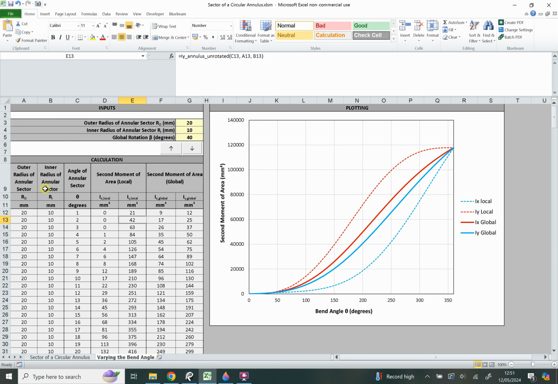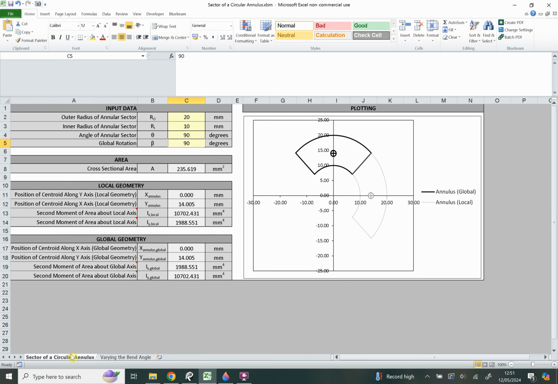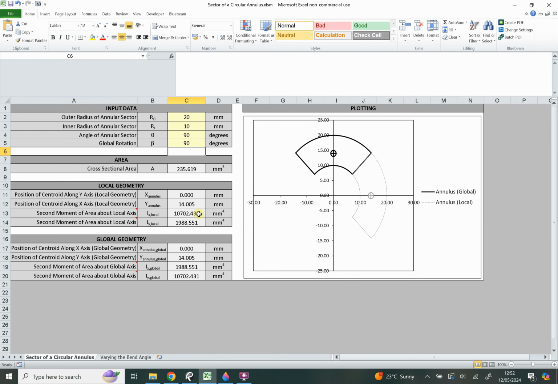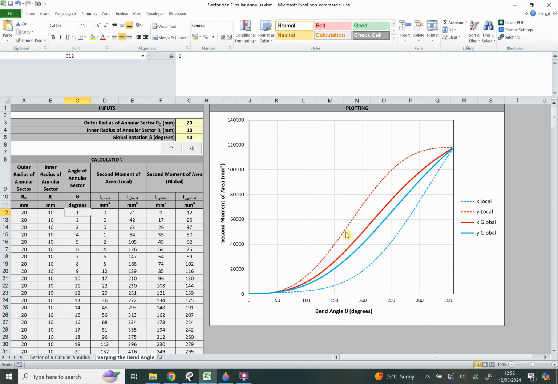This table here is just all formulas, so you can look at the data, but you don't have to mess with it. We've got some inputs up here, so we can change the radiuses again, and we can change the global rotation of the system. The global rotation, as we've seen before, is the rotation of the system here. I'm changing it just to visualize what's going on. That's the thing we can set as a static variable. The table below is varying the bend angle, so it's varying this angle here, and it's plotting the results in this chart on the right.